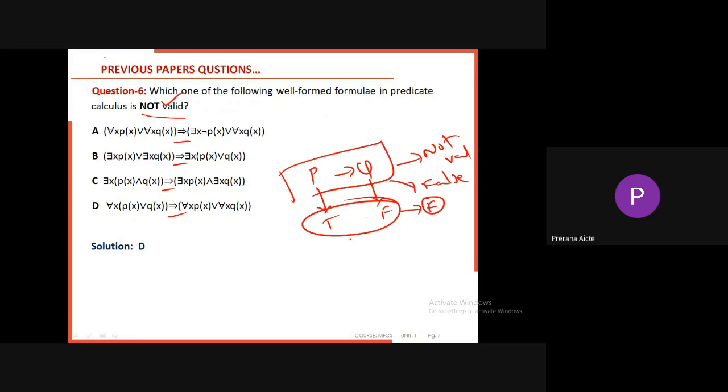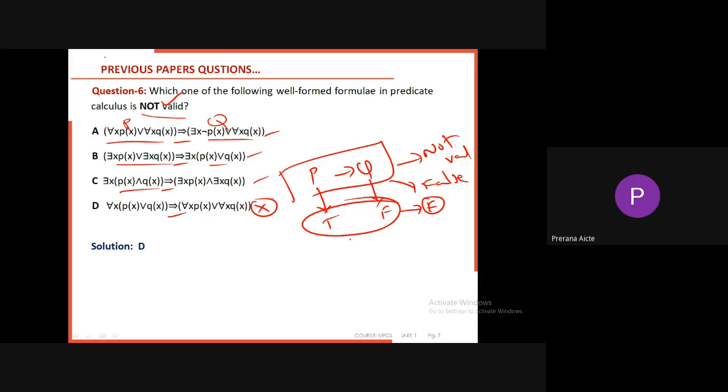So the first three are true. That means they are equivalent formulas. Logically, from p we can derive q. Like that, the first three are possible, whereas the fourth one is not possible here. So that is the thing with respect to this one.